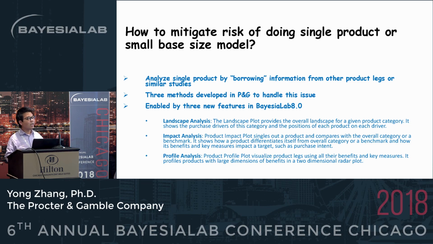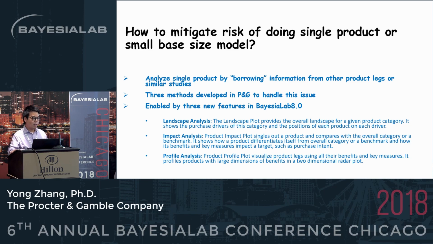In analogy to regression, you borrow the overall slope from the category model. Or you don't have a category model at all, but you have some category knowledge. You know the order of importance. You can also do something with that. We developed three methods, mentioned earlier, at P&G, and we even built an internal web tool to satisfy the demands from our practitioners. But thanks to Lionel and Dennis, they made it really quick, and this year we're going to have these three features enabled by BayesiaLab 8.